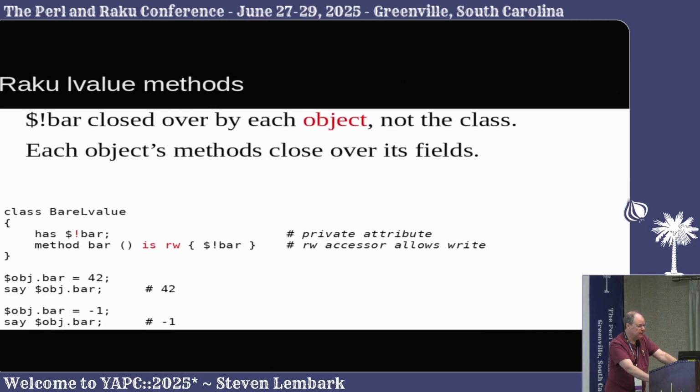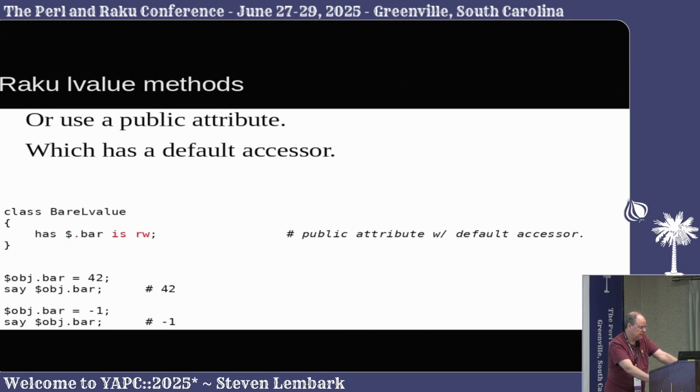The way the classes work in Raku and the new Perl system, which I'll describe tomorrow, each object is a closure. It closes over its field values. So this isRW says I've got a local $bar associated with each of my objects that has a bar, has this anonymous accessor. So if I assign to it, if I read it, it works. I can use a public attribute, declare it $.bar isRW. I get an L value also. So this is the same basic thing we saw with the L value in Perl.